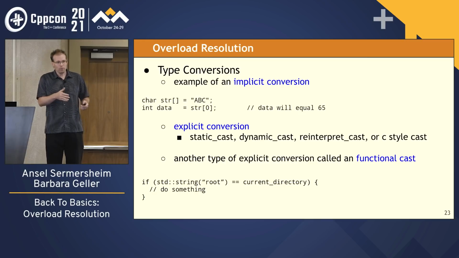There's also explicit conversions, and these are things like static_cast, dynamic_cast, or a C-style cast. And there's another type of explicit conversion called a functional cast, where you use the name of the data type as if it were a function to do the conversion. Some people call this calling a constructor. That's not actually the way the standard looks at it, and it's kind of incorrect terminology. The correct term is functional cast.